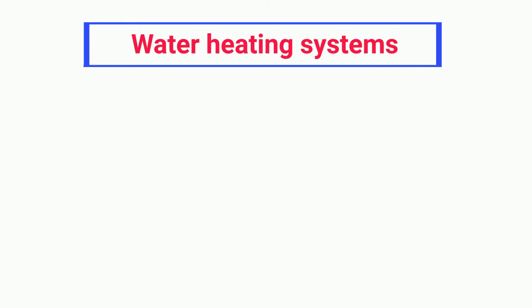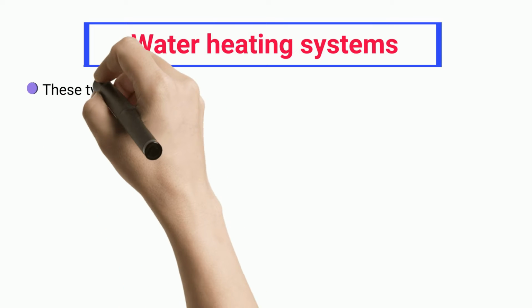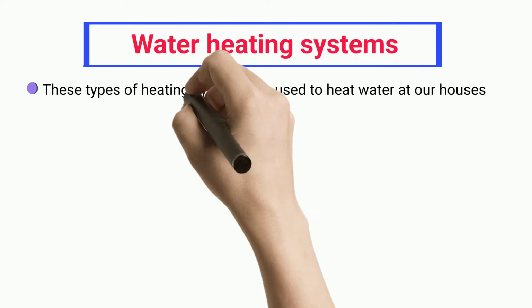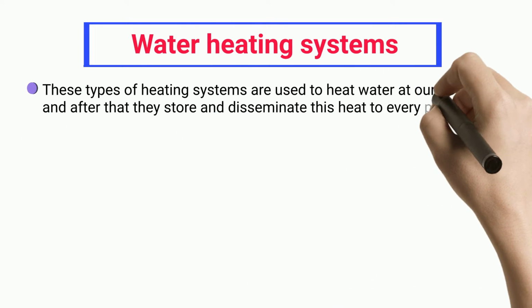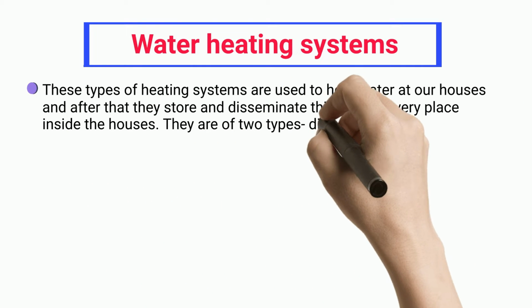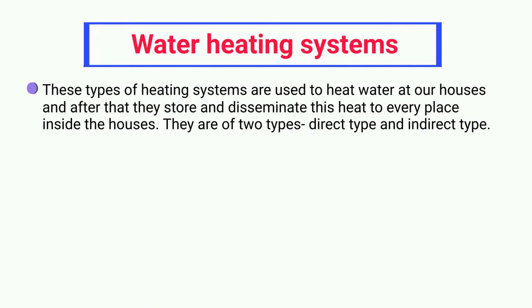Water heating systems. These types of heating systems are used to heat water at our houses, and after that they store and disseminate this heat to every place inside the houses. They are of two types: direct type and indirect type.